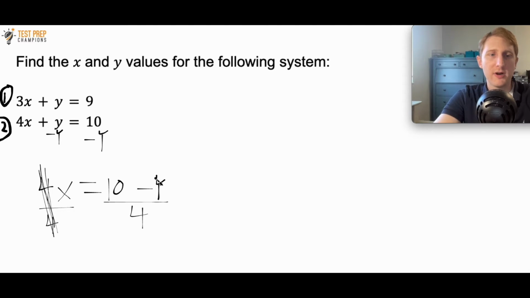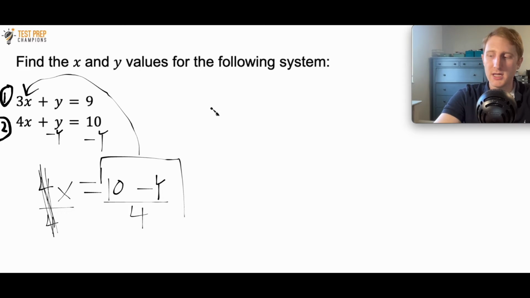All right, so if you started it this way, the next step then would be to come up into equation 1, and you're going to take (10 minus y) divided by 4 and plug that in for x in equation 1. Now, if you do the math and you work that all the way through, what you're going to figure out is that y equals 6. And then you could come down here and plug the 6 in right here, and if you did the math, you'd figure out that x equals 1.